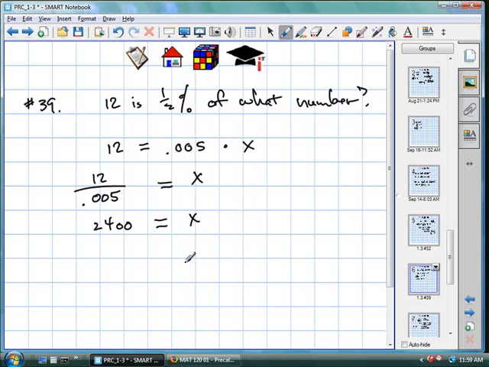39. 12, the book says, is 0.5% of what number? So we do our direct translation. 12 is, equals, 0.5%. Got to be careful about that.